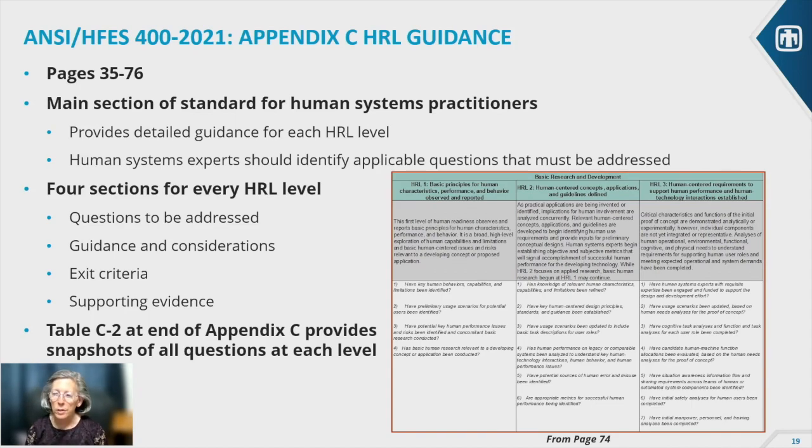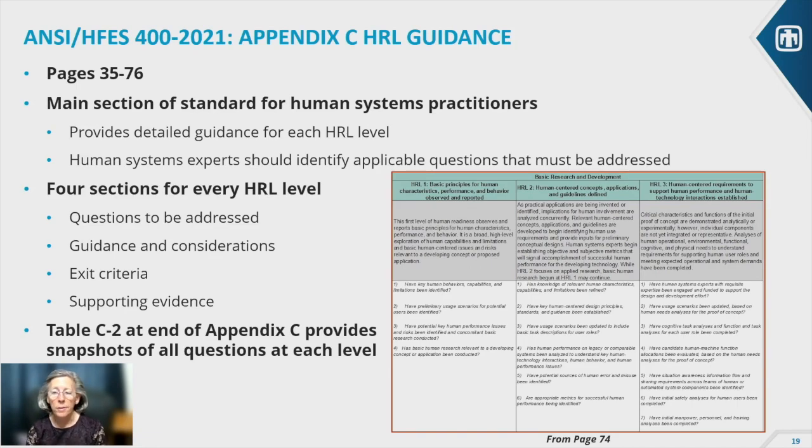And again, we emphasize it's the human systems experts that should make this decision about which questions are and are not applicable. It's not up to the mechanical or electrical engineers or others to say, oh yeah, we're not going to do that question, we don't think it's applicable. Human systems experts determine that. But for every HRL level, there are 4 main sections in Appendix C. The questions that are to be addressed with descriptions, guidance and considerations. In other words, while you're working through this HRL level, think about these things, the exit criteria, and the supporting evidence.